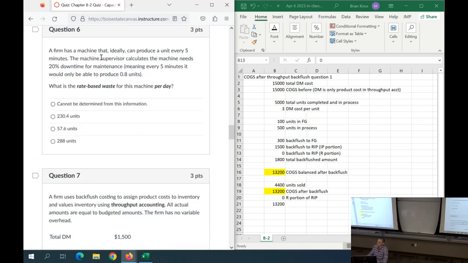All right, so here's the refined version. This is how I refined it, because of some really good feedback from a student about making sure that there was clarity in what it meant for the 20% downtime. I hope I've made that clear here. So all right, a firm has a machine that ideally can produce a unit every 5 minutes. So that word ideally is trying to put in mind that this is the most theoretical. It's that ideal of ideals.